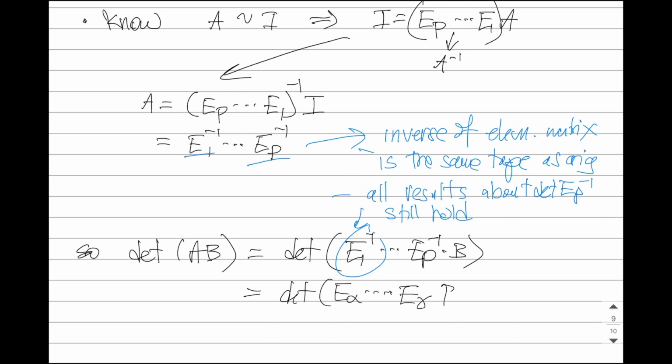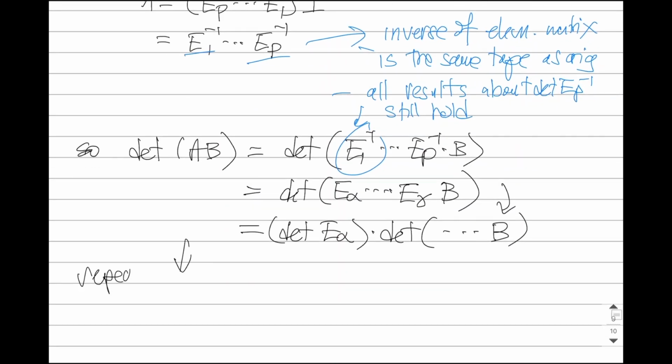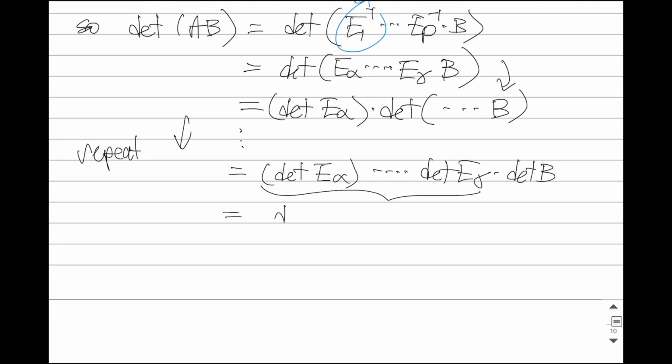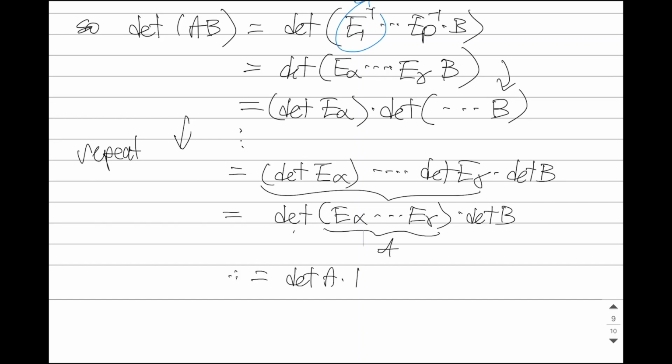By our previous results, we know that you could just turn this into the determinant of that times the determinant of the remaining product. And if I just repeat this, I'm going to end up with all of those individual determinants multiplied together times the determinant of B. And if I do one more combination of this, run this in reverse, this is just going to end up combining all of these back together: E alpha all the way down to E gamma, determinant of B. But that thing is A. So I end up just getting the determinant of A times the determinant of B. So here's a nice handy little result: the determinant of a product is the product of determinants.